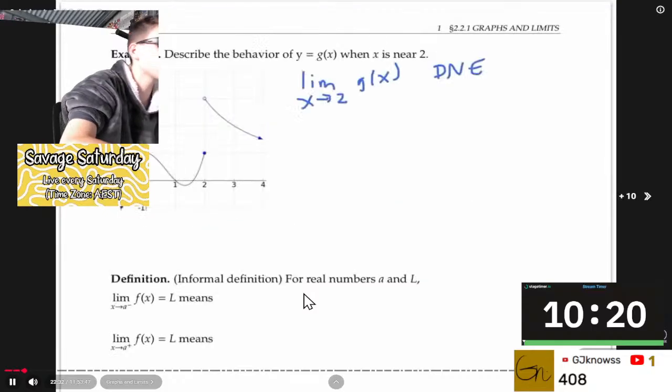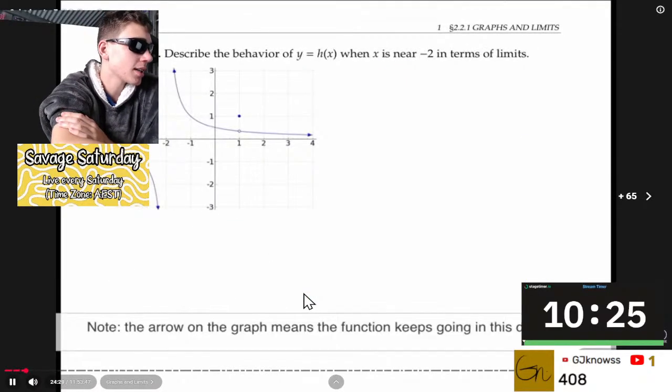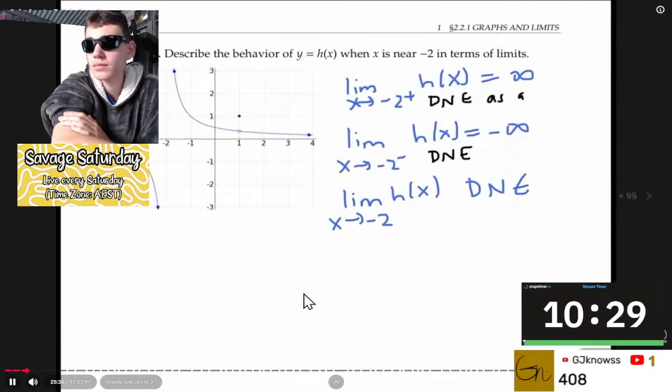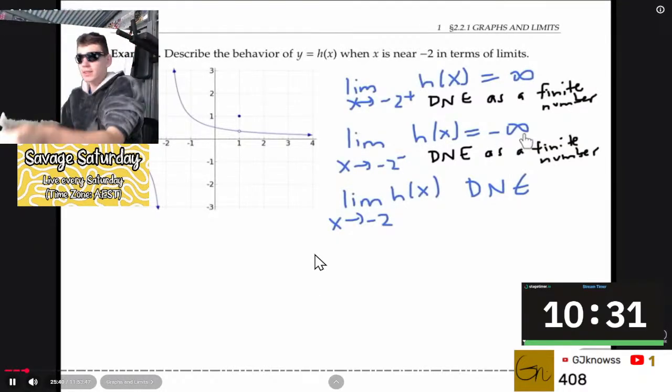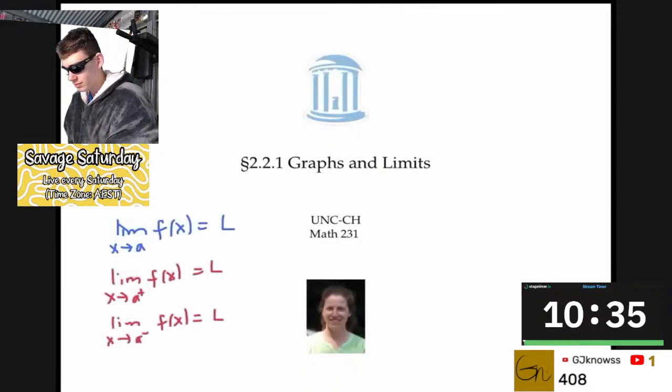In other words, the limit from the right means that f of x approaches l as x approaches a from the right side values. In this case, we'll say that the limits from the right do not exist as a finite number, but they do exist as infinity and negative infinity. This video introduced the idea of limits, and one-sided limits, and infinite limits.